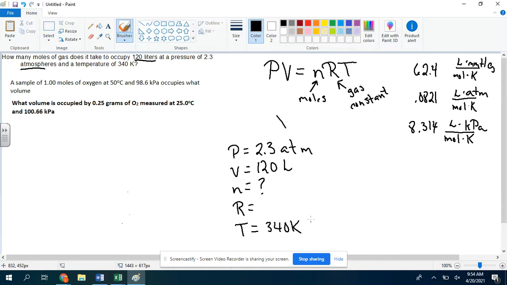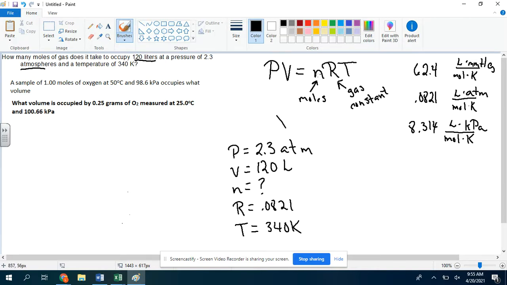It's ready to go. Now, they are never going to give you the R in these problems. You're going to have to pick your own R, and it's going to be based on the pressure unit. So my pressure here is ATM. I'm going to match it with this right here. That means I'm going to use this R right here, 0.0821. That's how you pick your R. It's always going to be one of these numbers right here. And then the easy part, you just plug it in.